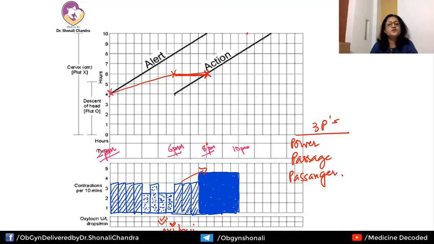The power refers to the uterine contractions. Only that is under my control. I can only increase the contractions. Passage, the birth canal, whatever the size of the pelvis is, it is. I cannot change that, right? What about the passenger?